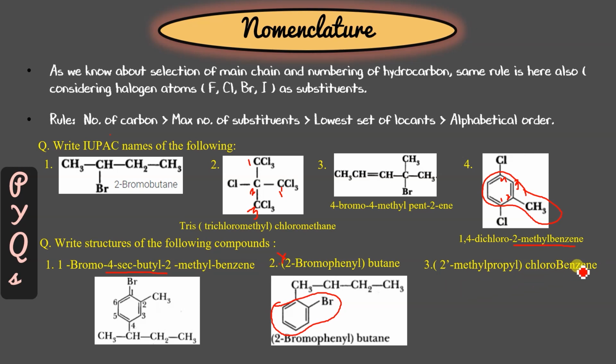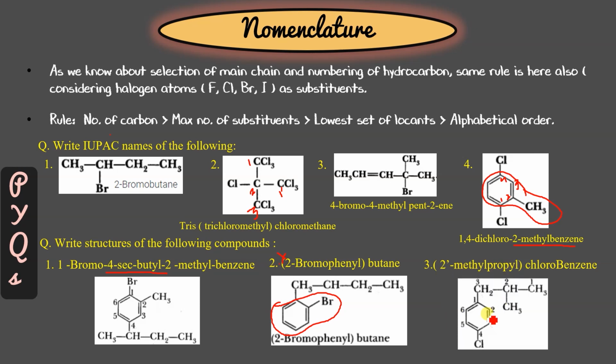This is chlorobenzene. So we will draw the chlorobenzene structure first, and on its second position we will add the propyl group, and on the second position of the propyl we will add the methyl group. Got it? So see, this is the chlorobenzene I have drawn. In this chlorobenzene, the propyl can't be at one position, isn't it? Why? Because this is one. If it is one, then this must be four only.